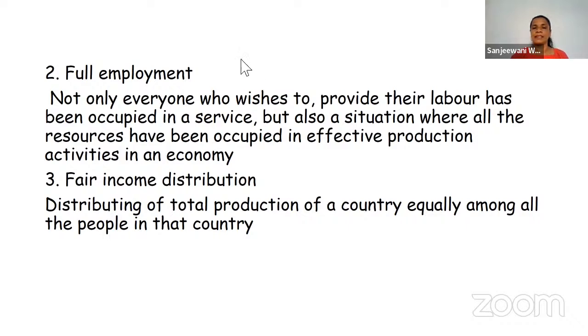Increase in the living standard as the definition of economic development. Yes, you can. Then fair income distribution. That is another economic goal.